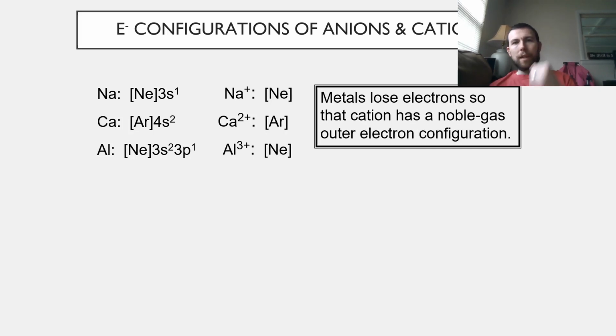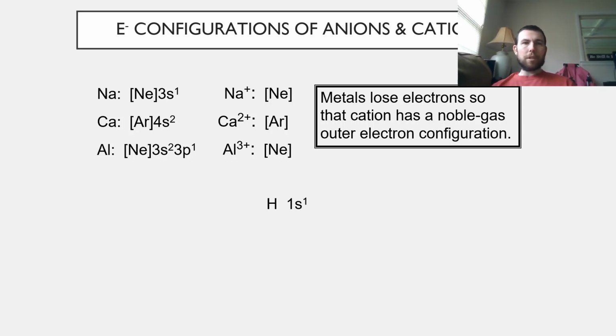Now in all of that, we should be noticing a very specific pattern. Our metals are going to lose electrons so that the cation can achieve a noble gas outer electron configuration, right? That should make sense because in all of those that we just looked at, they went to specific noble gases. Sodium and aluminum went to neon, calcium went to argon for its configuration. It's not actually argon. It didn't lose protons in these particular processes.